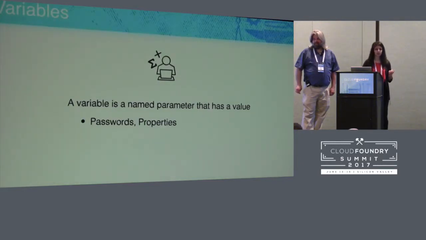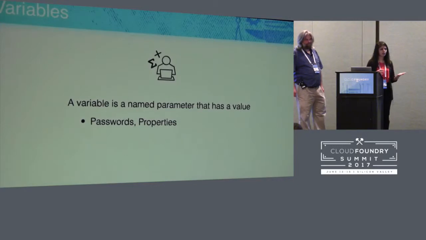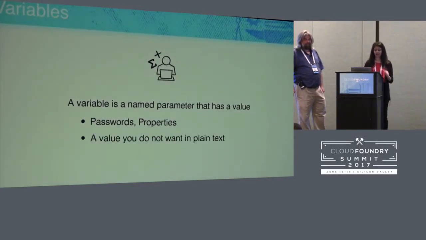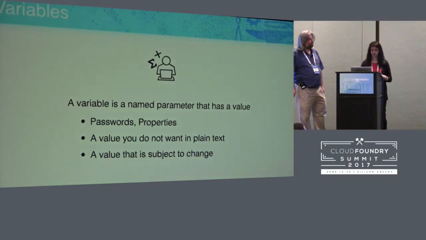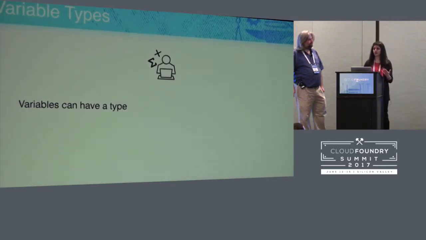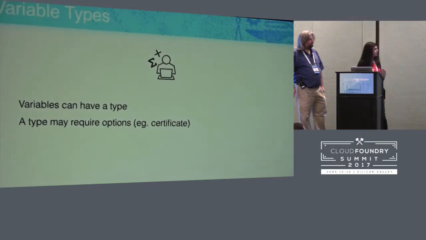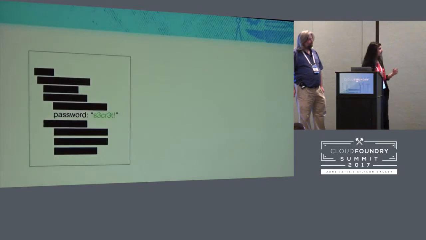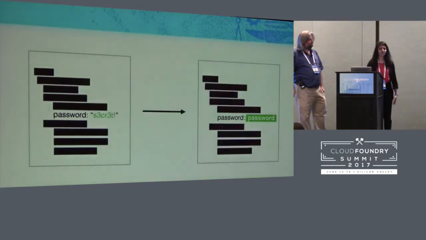It can be used for passwords, like setting the VM password, or properties, like setting the database URL on your Postgres job. But more generically, it is any value that you do not want in plain text or one that is subject to change. In this same world, a variable can also have a type. Not all variables will have types, just some of them. And some of them, when you require a type, will require extra options to specify on them, like a certificate. So what this means is we're going from a world that currently looks like this to one that looks like this, basically.